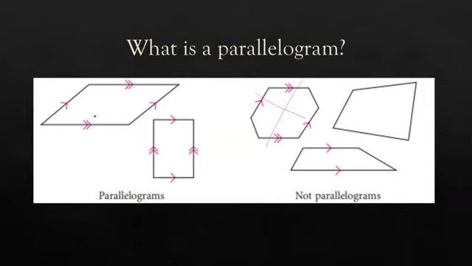And it has parallel sides here and here. This one also has two sets of parallel sides. This one has one set of parallel sides. This one doesn't mark any. A good definition for a parallelogram: a quadrilateral with opposite sides parallel, or maybe with two sets of parallel sides.